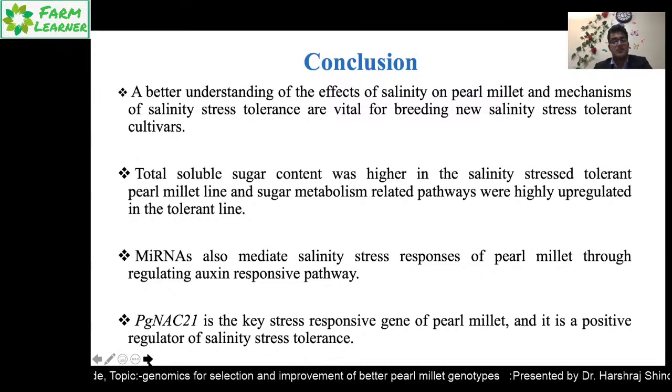MicroRNAs also mediate the stress response in pearl millet. And we found that they regulate the stress response in pearl millet through the auxin responsive pathway. NAC21, one of the genes which we studied, is also a key stress responsive gene and is a positive regulator of salinity stress tolerance.